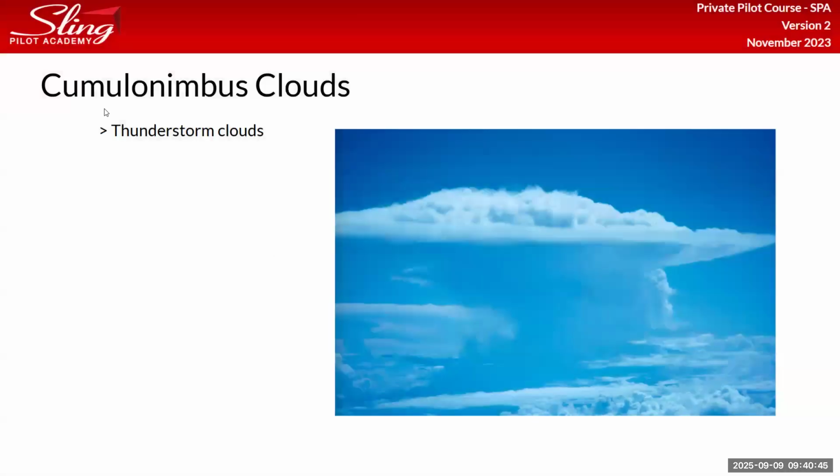Okay. And cumulonimbus clouds, thunderstorm clouds. So huge vertically developed clouds like this. This would indicate a thunderstorm is happening underneath here. Very high vertically developed clouds. You should be able to see them.